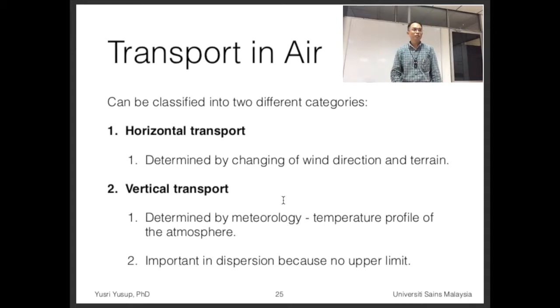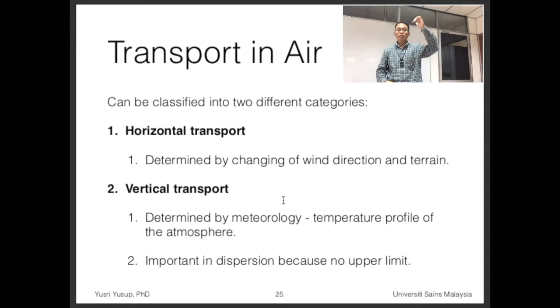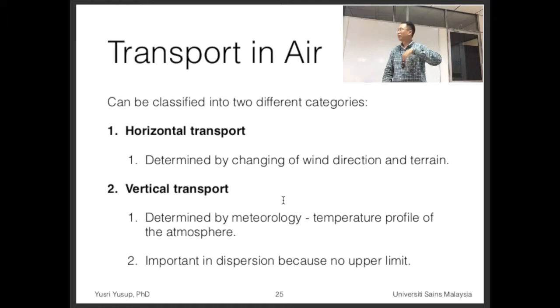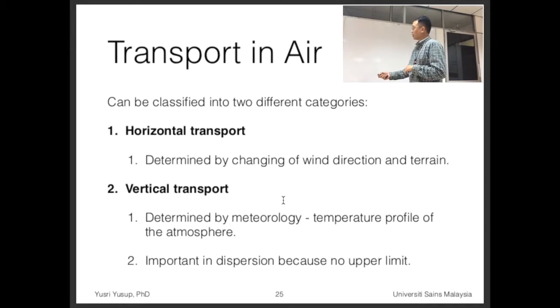I think you've maybe been exposed to this. How does the temperature change with height? Does it decrease with height or increase with height? This change in temperature with height determines the stability, or the vertical transport, of the atmosphere. Number two, vertical transport also depends on the upper limit. If there is limitless vertical transport, there is no upper limit, so it can be dispersed even more, and thus quickly reduce the concentration of pollutants in the air.